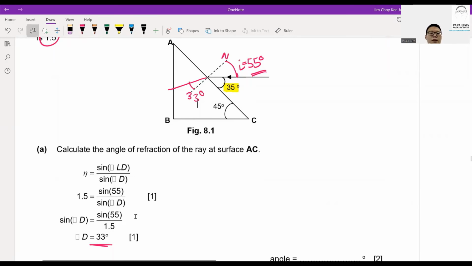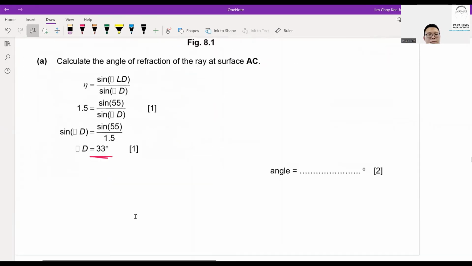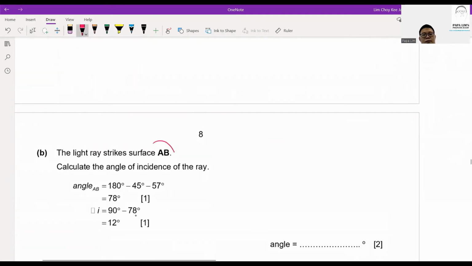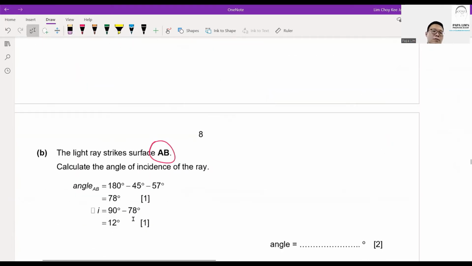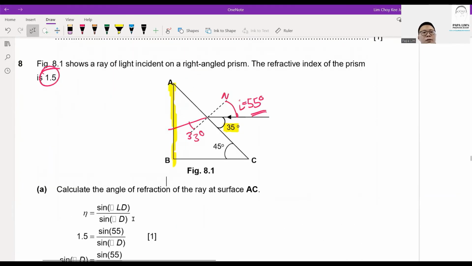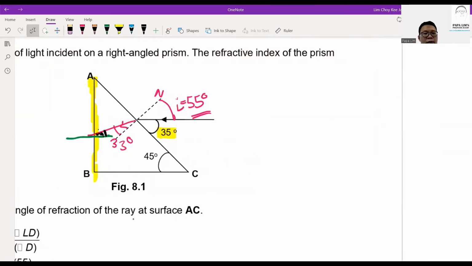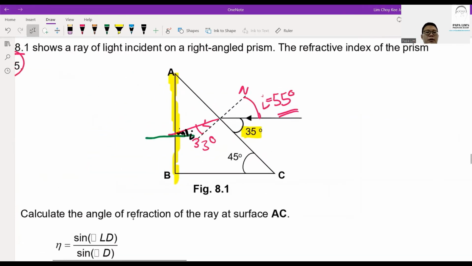Same thing for surface AB, which is here. This is surface AB, this particular surface here. Calculate the angle of incidence of the ray at surface AB. Angle of incidence of the ray means I want the normal here, let's say the normal is here, and I want the angle to be here. This is the incident angle, with the arrow. This is the angle of incidence that I want, the black color one. How do I get the angle here?